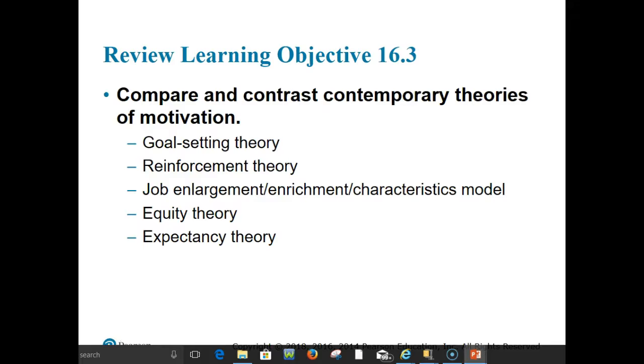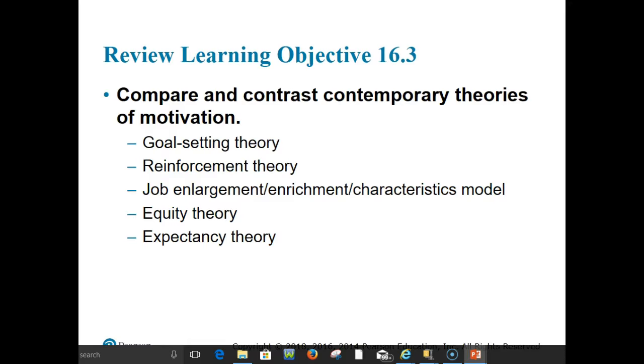Now remember that the equity theory focuses on how employees compare their inputs to outcomes ratio to relevant others' ratios. A perception of inequity will cause an employee to do something about it. Procedural justice has a greater influence on employee satisfaction than distributive justice. And the expectancy theory says that an individual tends to act in a certain way based on the expectation that the act will be followed by a desired outcome.